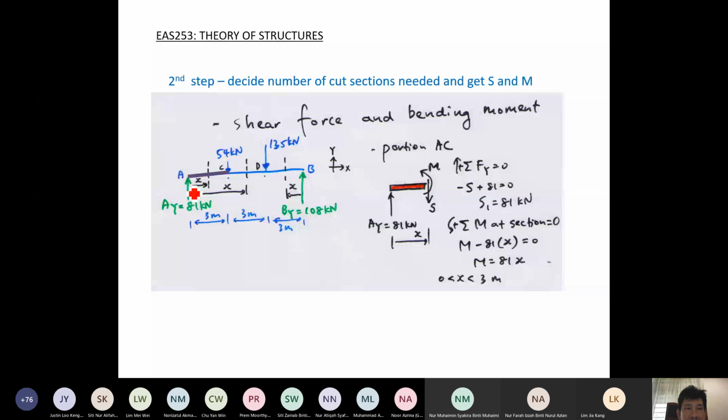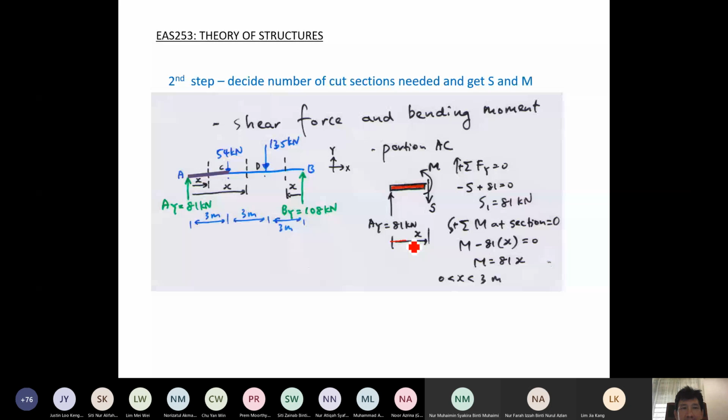So we draw the free body diagram. We cut this, then we make use of the left-hand side of the cut. We indicate the positive direction for shear and bending moment, and we indicate this X here. Don't forget to indicate this X here. X represents in general a section within this portion A to C.